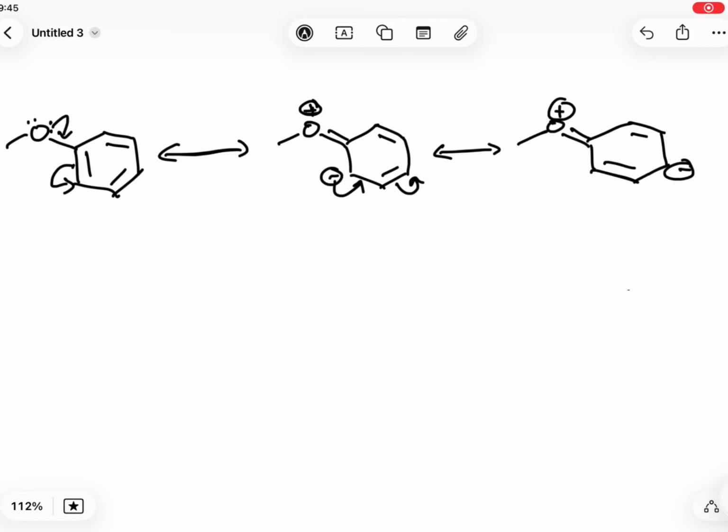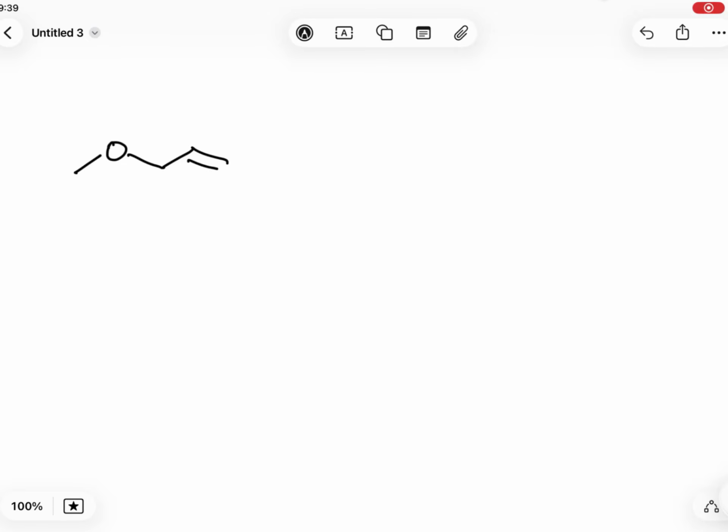And then there's one more resonance structure we can draw where these electrons form a double bond there. And then that's going to push the electrons in this double bond onto this carbon. Okay, and now we've just drawn all the resonance structures of this methoxybenzene. Okay, so let's take a look at this example.